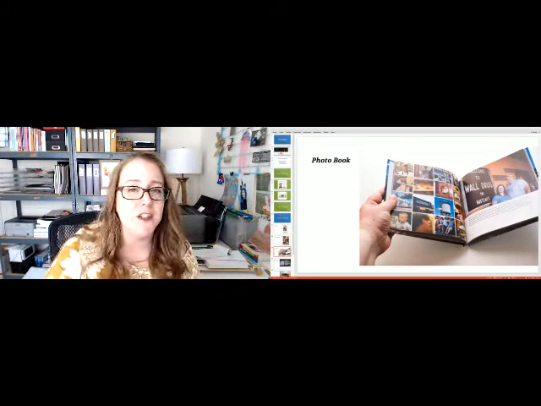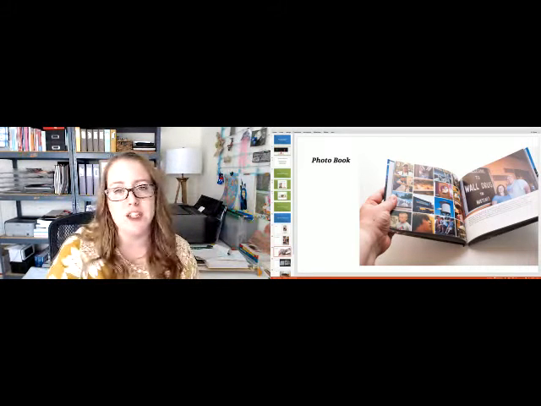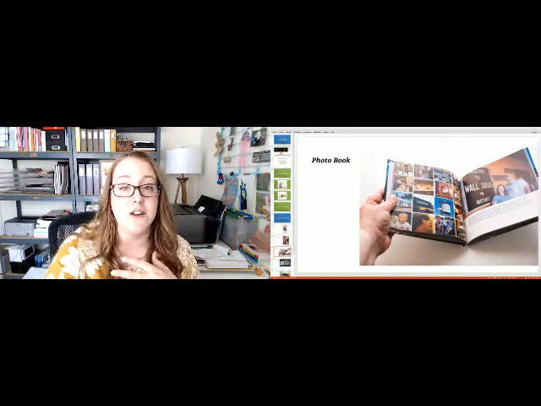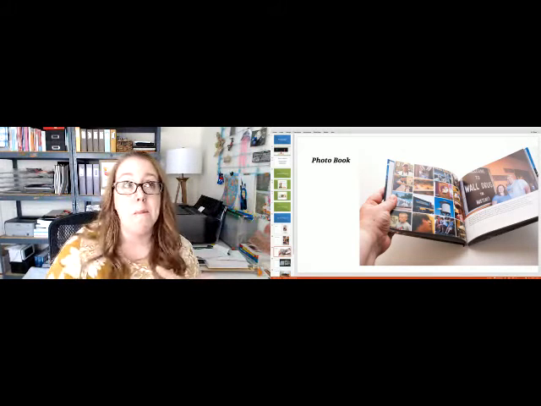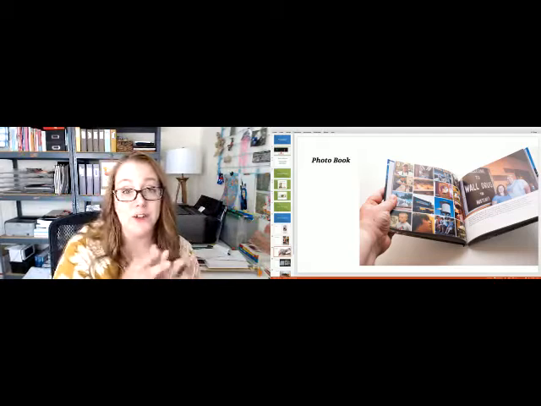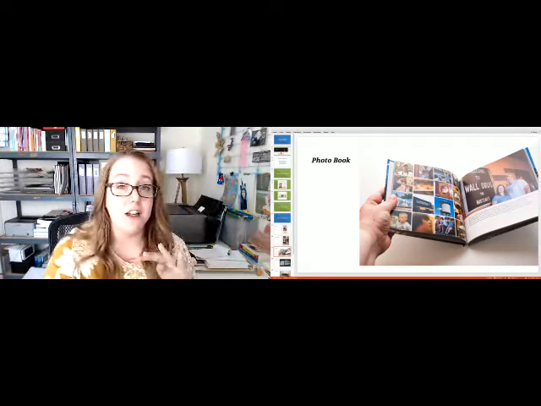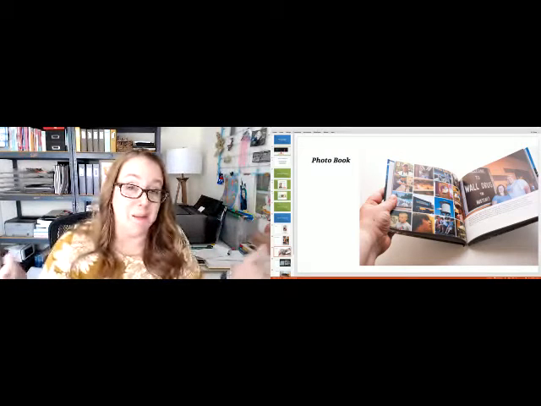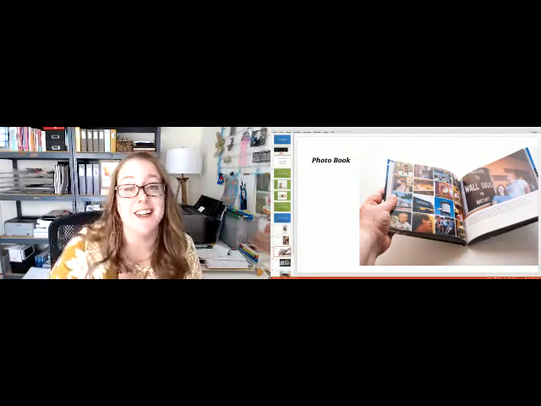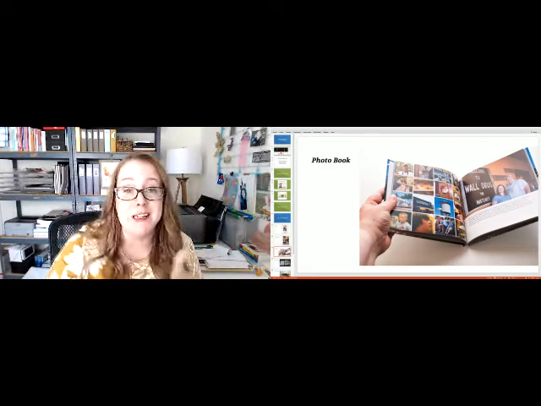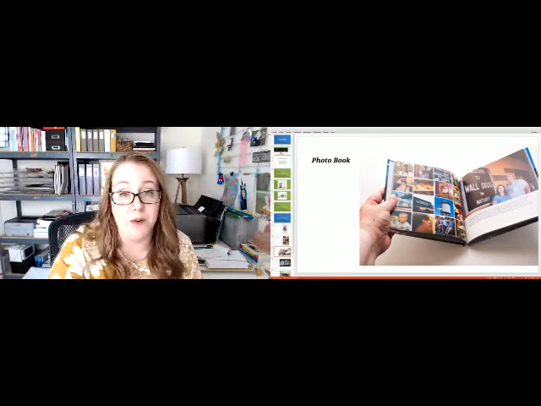Sure, there's ways that you can spiff it up with embellishments and services like Shutterfly make that easy. But I think the beauty here is relying on your photos and your words to tell the story. And the more additional decisions you can take out of the picture, the easier it is to get it done. And so for my biggest things, I've definitely relied on photo books to do that.